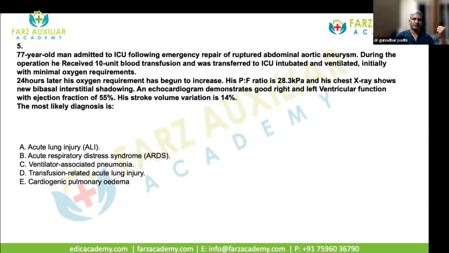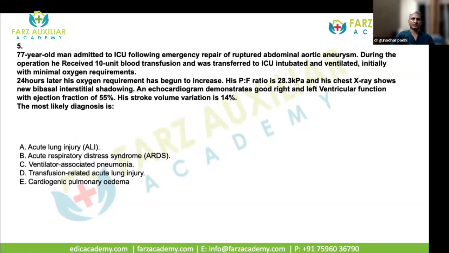Like here, it is given: a 77-year-old male admitted to the ICU following emergency repair of a ruptured abdominal aortic aneurysm. During the operation, he received 10 units of blood transfusion and was transferred to ICU, intubated and ventilated, initially with minimal oxygen requirement. 24 hours later, his oxygen requirement has begun to increase. His PF ratio is 28.3 kilopascal. That is very low actually. And his chest X-ray shows new bibasal interstitial shadowing. An echocardiogram demonstrates good right ventricular and left ventricular function with an ejection fraction of 55%. His stroke volume variation is 14%. So the most likely diagnosis?